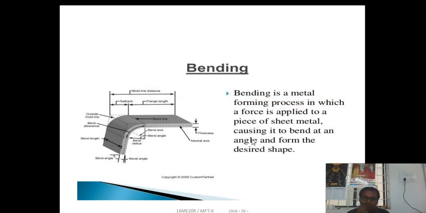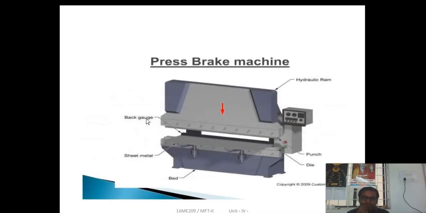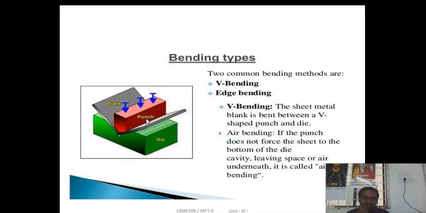Now we are going to discuss the different types of sheet metal operations one by one. The first one is bending. Bending is a metal forming process in which a force is applied to a piece of sheet metal, causing it to bend at an angle and form the desired shape. With the help of the force, that means the punch, we can bend the sheet metal into different shapes using different types of punches. Next is the press brake machine. These bending operations can be done with the help of the press brake machine.